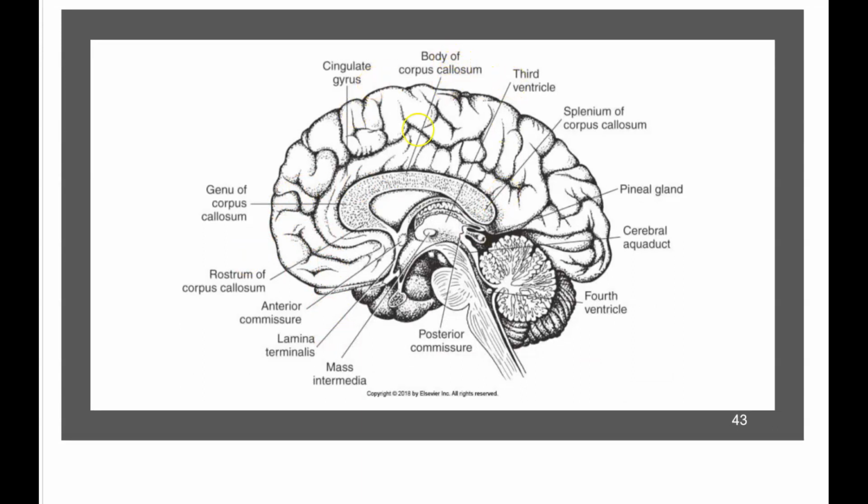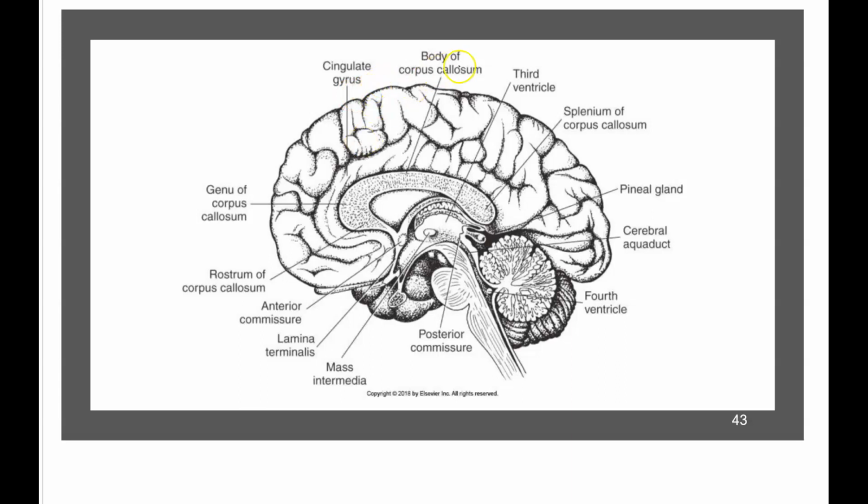So if we start with the body, actually I'm going to start over here. So this is the genu of the corpus callosum. Then we have the body of the corpus callosum and the splenium of the corpus callosum. So right down here, rostrum, genu, body, splenium of the corpus callosum. So rostrum, genu, body, and splenium, okay?